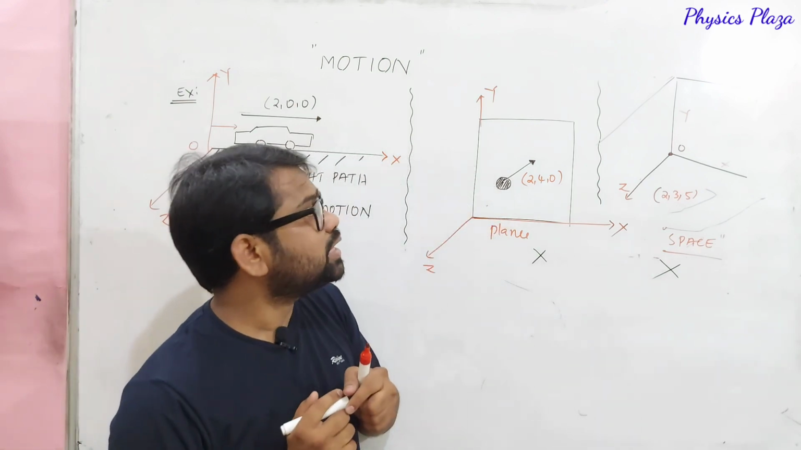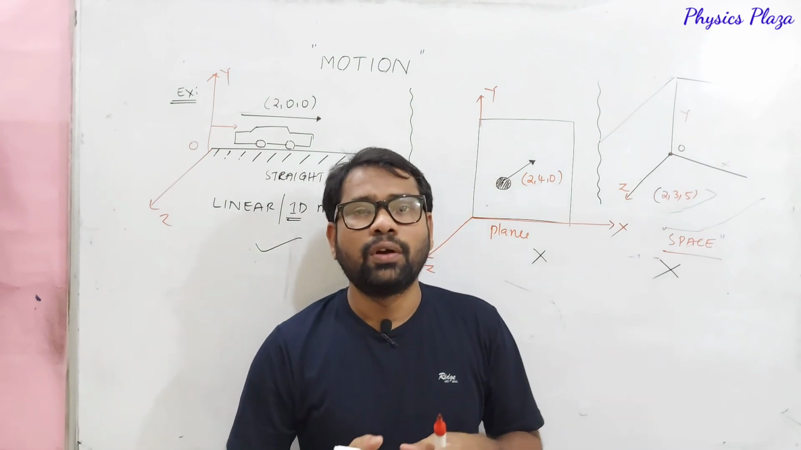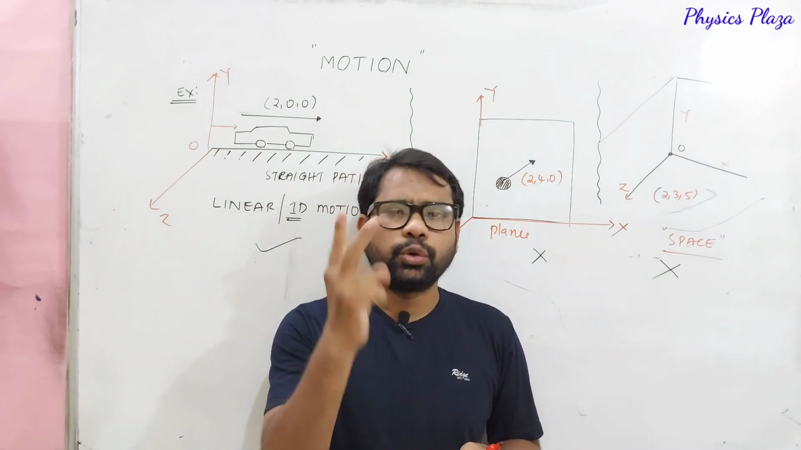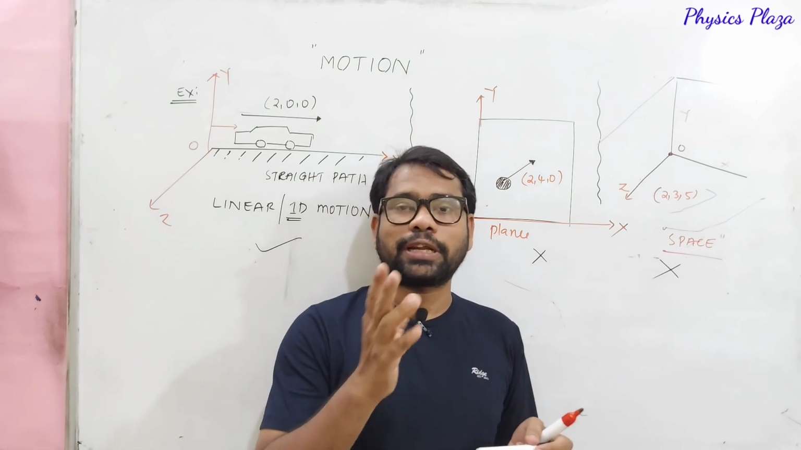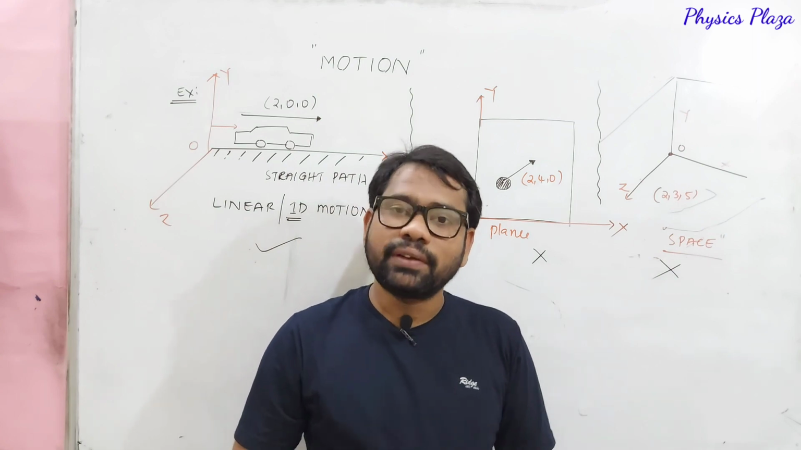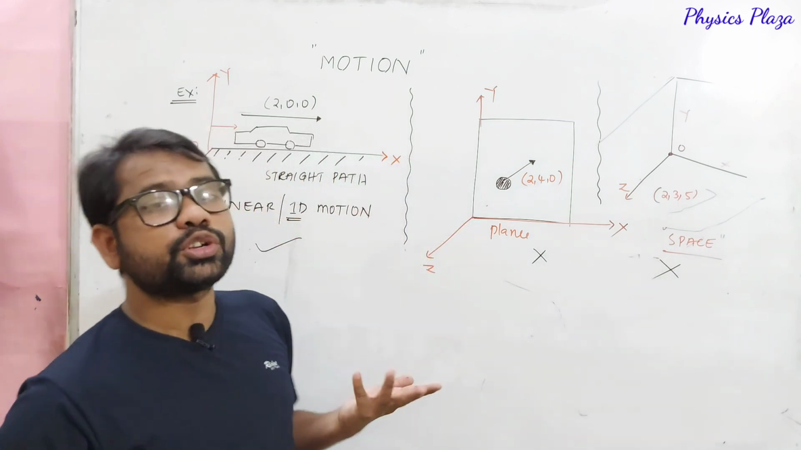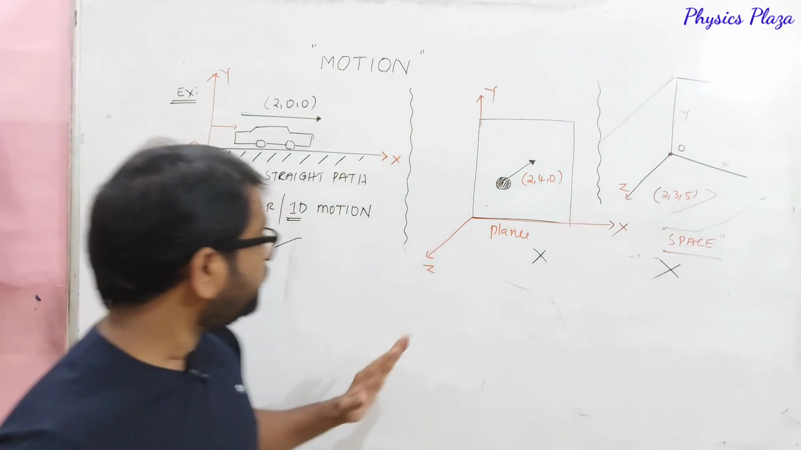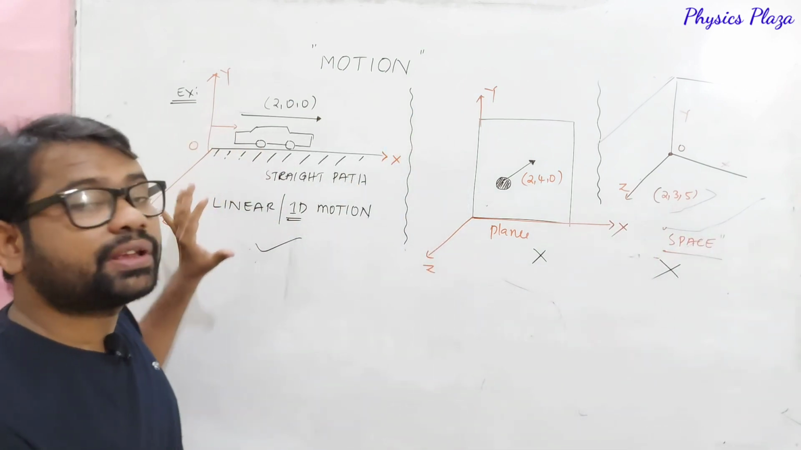So children, this is just the introduction part of the chapter on motion in one dimension. Here we discussed only two things. We discussed types of physical quantities, then scalars and vectors. Then we discussed types of motion: one-dimensional, two-dimensional, and three-dimensional motion. But dear children, for us only one-dimensional motion is very, very important.